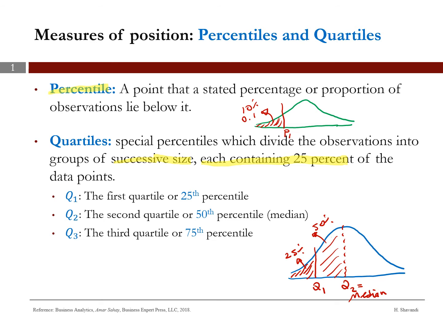And Q3, let's show with a different color here. Q3 would be somewhere around here, where 75% of observations are lying below that point. So as you see here, we define three percentiles with special percentages, 25%, 50%, and 75%, and these are called quartiles.